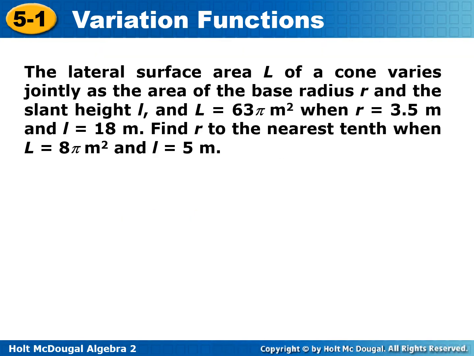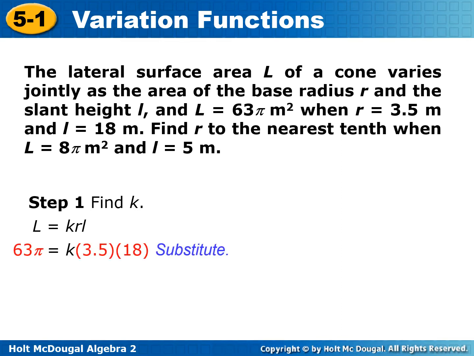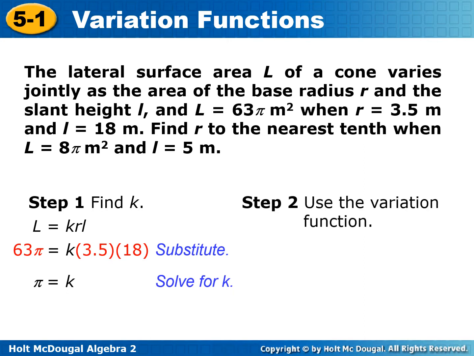So let us have another example. We are going to find r to the nearest tenth when L equals 8 pi square meters and l equals 5 meters. In here, the first step is to find K using the formula L equals KRl. Then we are going to substitute the values. And then 18 times 3.5 is equal to 63. So therefore, dividing both sides by 63, K is equal to pi.